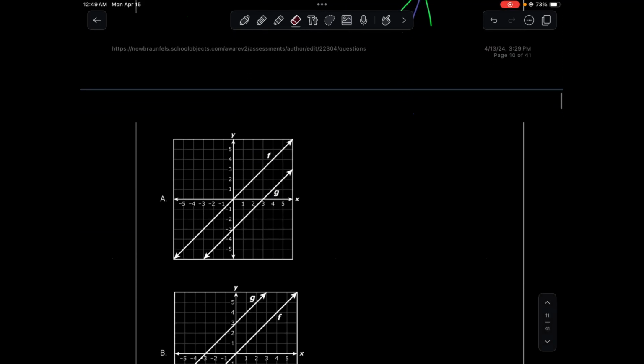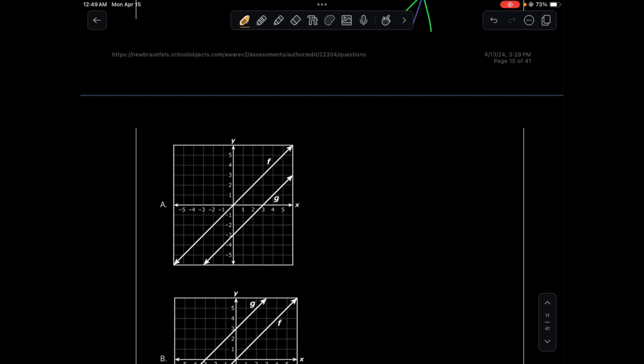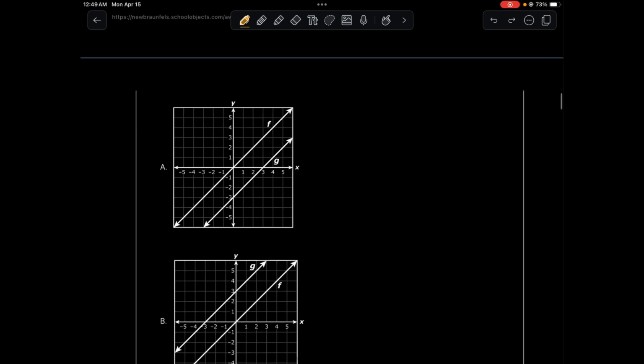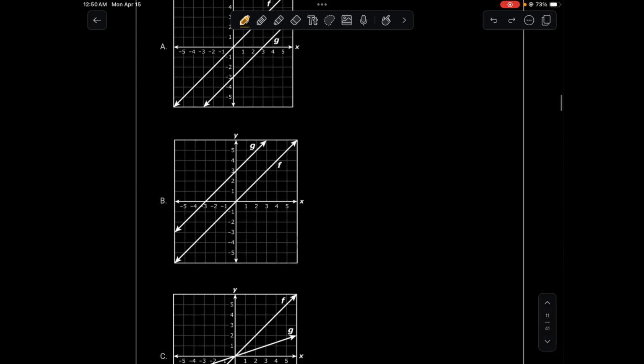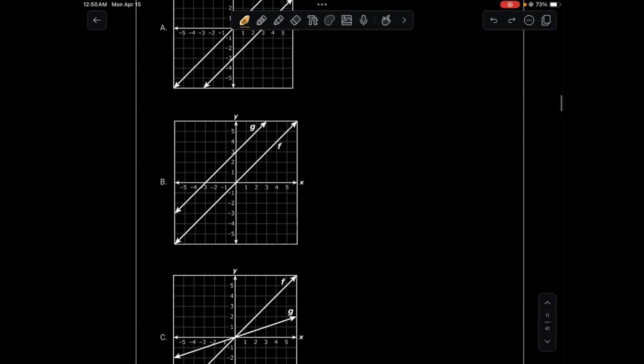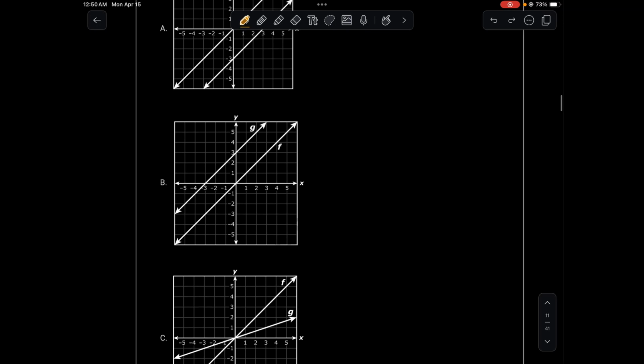Alright, so let's see which graph is the correct one. It's not the first. The lines are parallel. Okay, so that's not it. The second one is not. The third one resembles a bit, but you see g is below f. So it's like that point is getting shorter. It's going down.